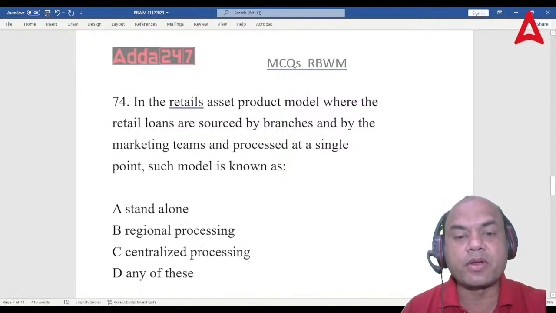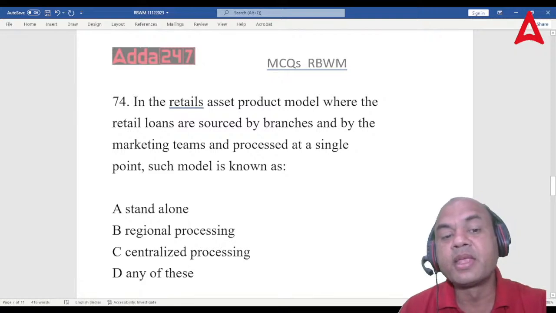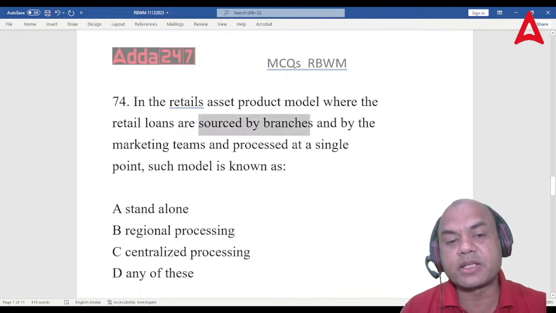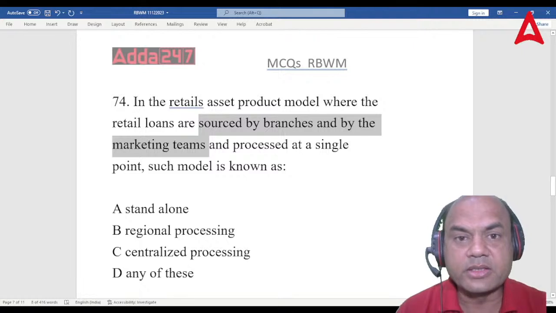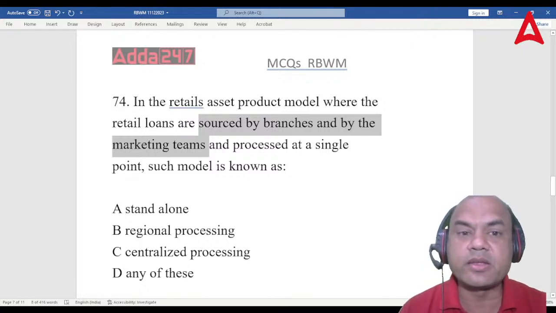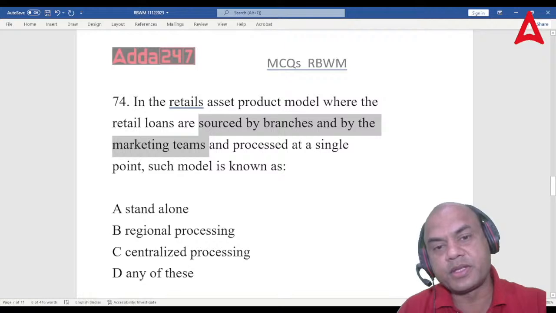In the retail asset product model, where the retail loans are sourced by branches and by marketing teams and processed at a single point, what is it known as? See here, sourced at branches, by the marketing team. So everything is sourced. Here we are talking only of sourcing, and processed at a single point. Single point means only one level. Centralized processing it might be, or anything we can call it. So it is called as what? Standalone, regional, centralized, and any of these.